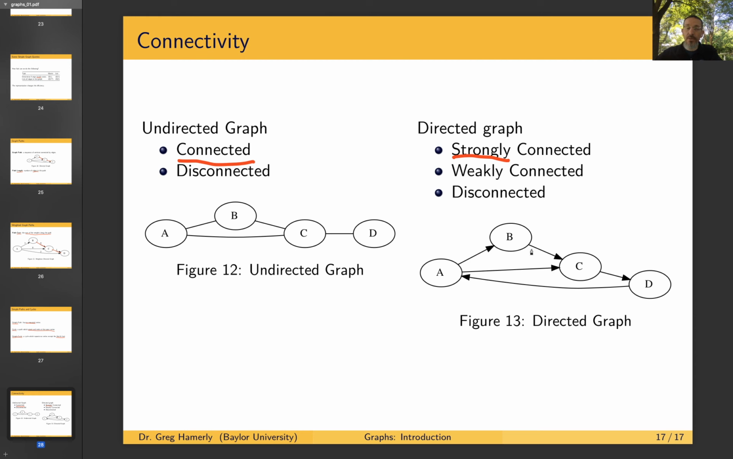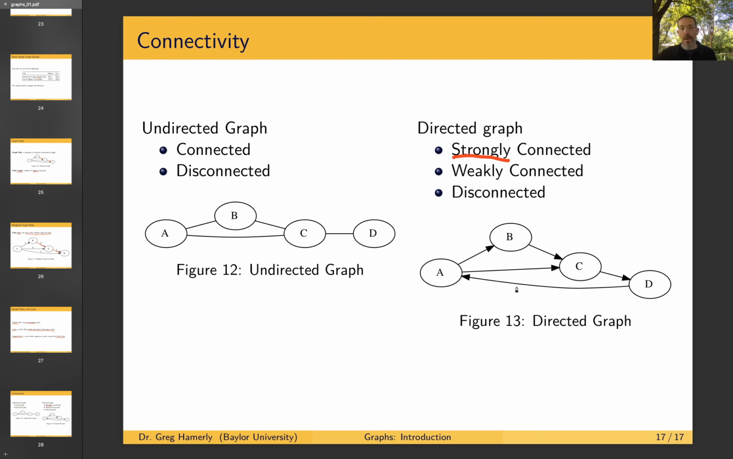And let's see why that's true. If I start at A, I can get to B, I can get to C, and I can get to D. If I start at B, I can get to C and D, but also I can come back to A and go to B. And so we see that there's a cycle here, A, B, C, D, and back to A. And so every vertex can reach every other vertex. So this graph is strongly connected.